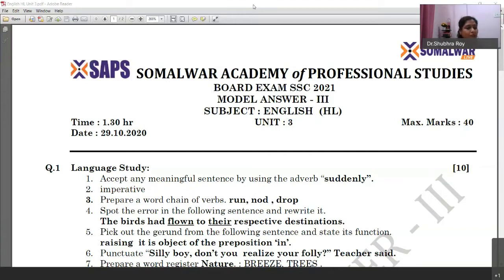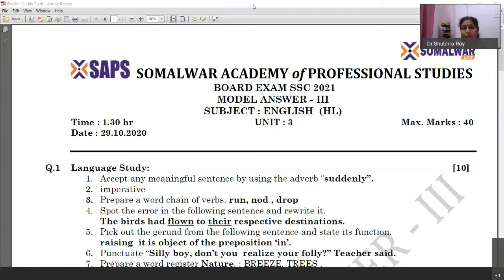The question is pick out the gerund from the following sentence and state its function. Picking out the gerund becomes very easy, but stating the function becomes a little bit difficult for all. The sentence was the sportsman believed in raising the bar in his own game. We all know the gerund is a present participle form. V plus ing form of verb is used there, but the position of the gerund will decide its function.